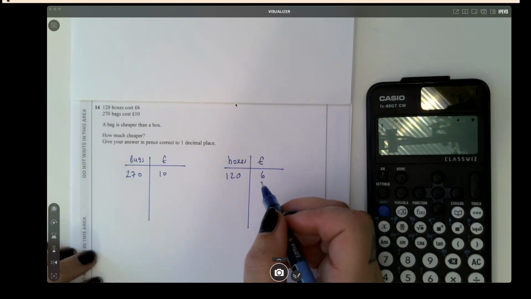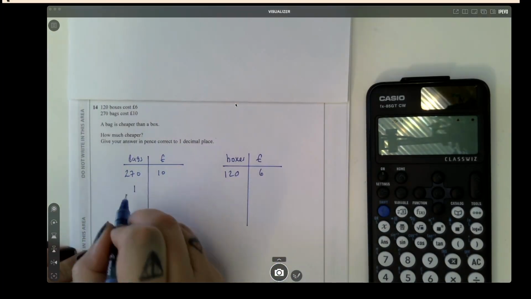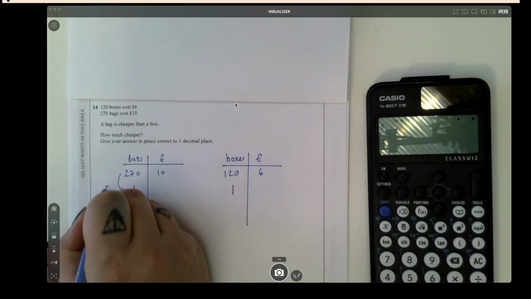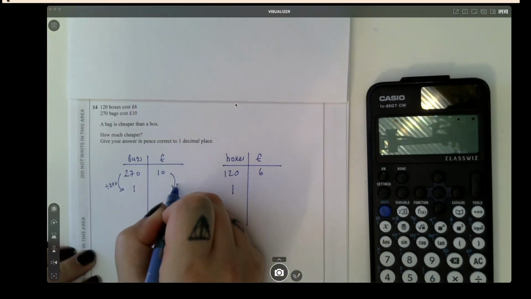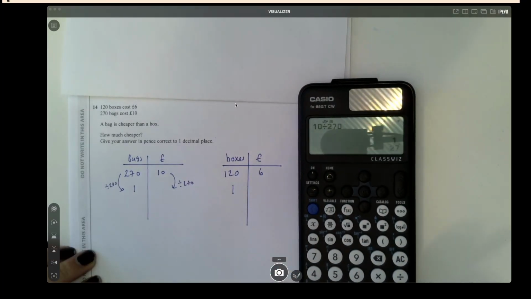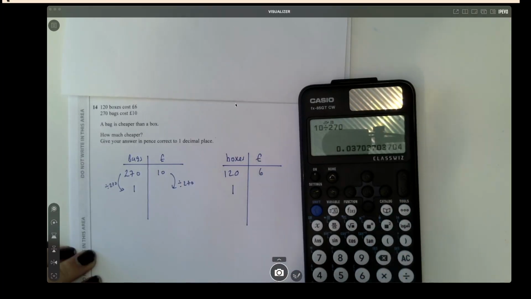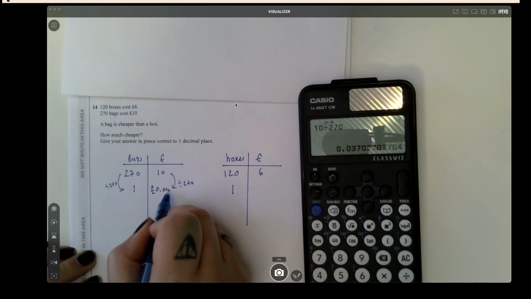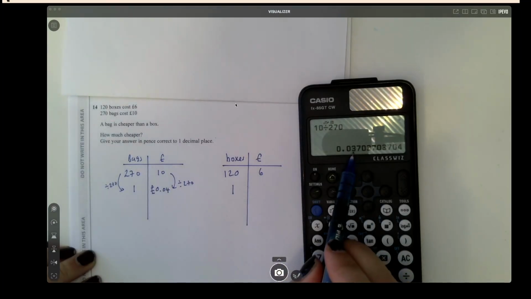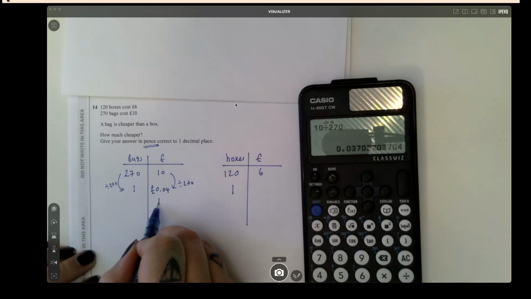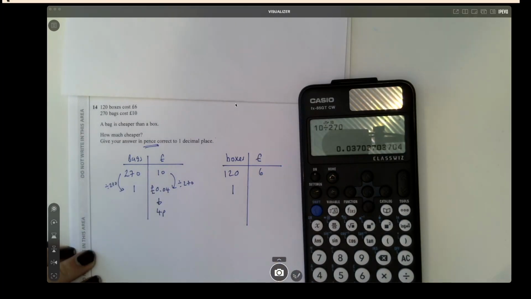So we're going to work out the cost of 1 bag and 1 box, and then we're going to compare them. So we're going to divide by 270. So that's in pounds, remember, 0.04 rounded to 2 decimal places because it's money. So that's, we want our answers in pence. So that is actually 4 pence per bag.